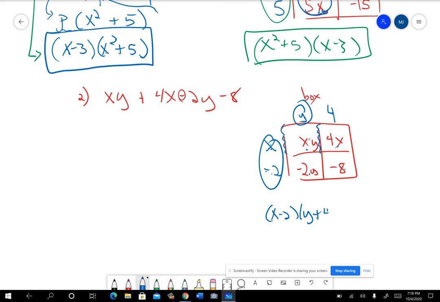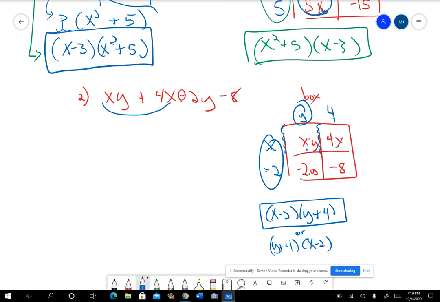times y plus 4, take the sign of whatever it is, and it doesn't matter the order. It would have been okay to write y plus 4 and then put the x minus 2 next. That would also have been correct. That's the box method. A lot of people like it. Some prefer, they've already kind of learned a little bit of this before, and they're just reviewing.